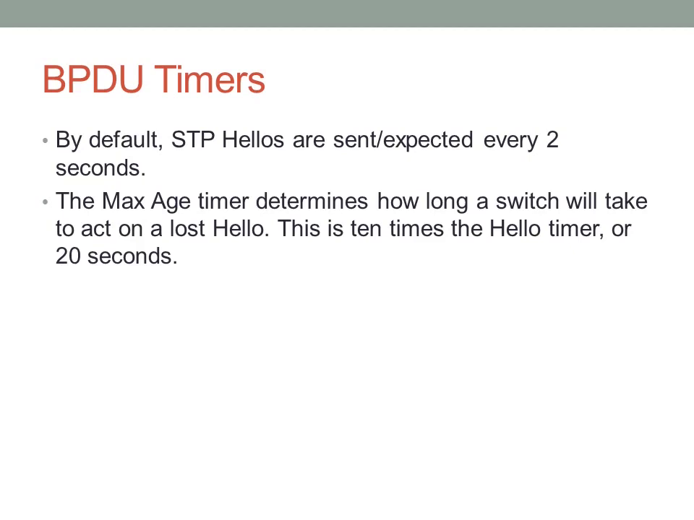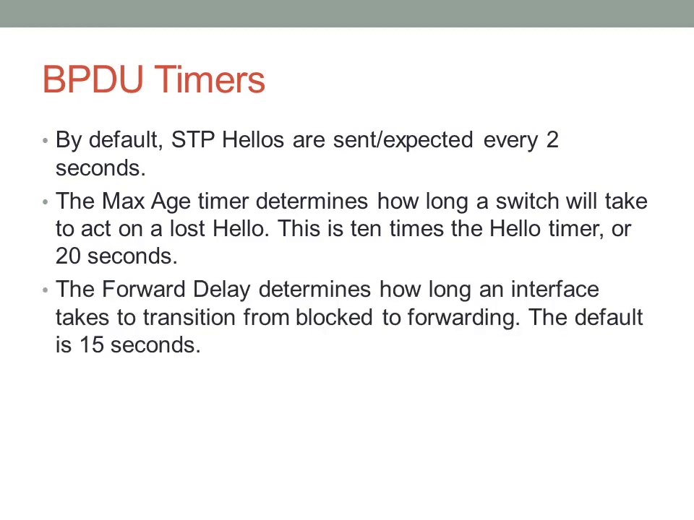Now, the max age timer determines how long a switch takes to act on a lost hello. In other words, this basically determines how long it takes to recognize that another switch or another bridge has gone down. By default, this is 10 times the hello timer, or 20 seconds. And so what will happen is if a bridge or a switch does not see a BPDU from the root in 20 seconds, this max age timer will expire, and it will start placing all of its ports into a different state. And we'll talk about those port states here in a bit.